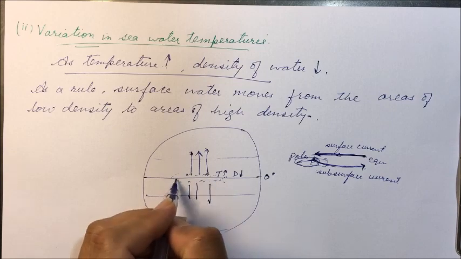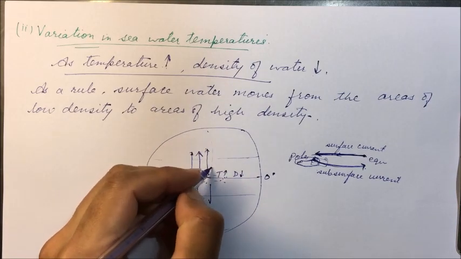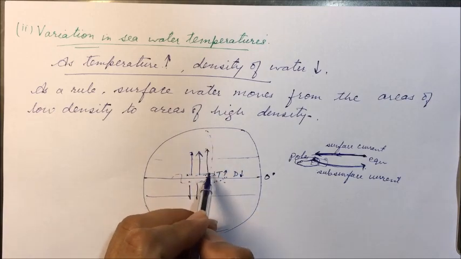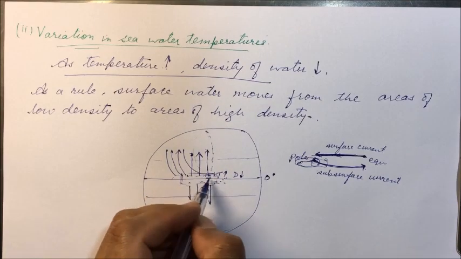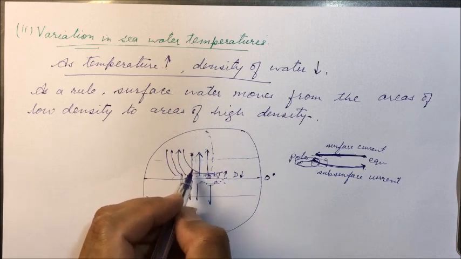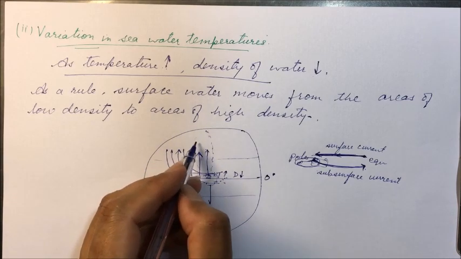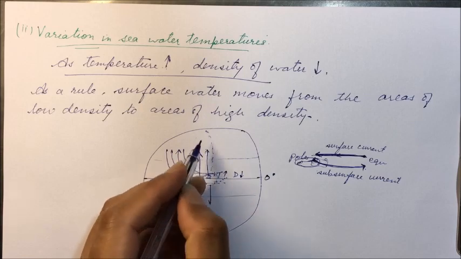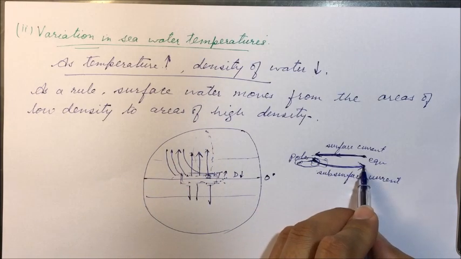What is happening here? As we move from equator towards the pole, the temperature decreases. So here water will have high temperature as compared to water towards the pole. Therefore, this hotter water, being light, will move on the surface towards the colder region. And the colder water, being heavy, will move beneath the surface. And this will be called as subsurface current.